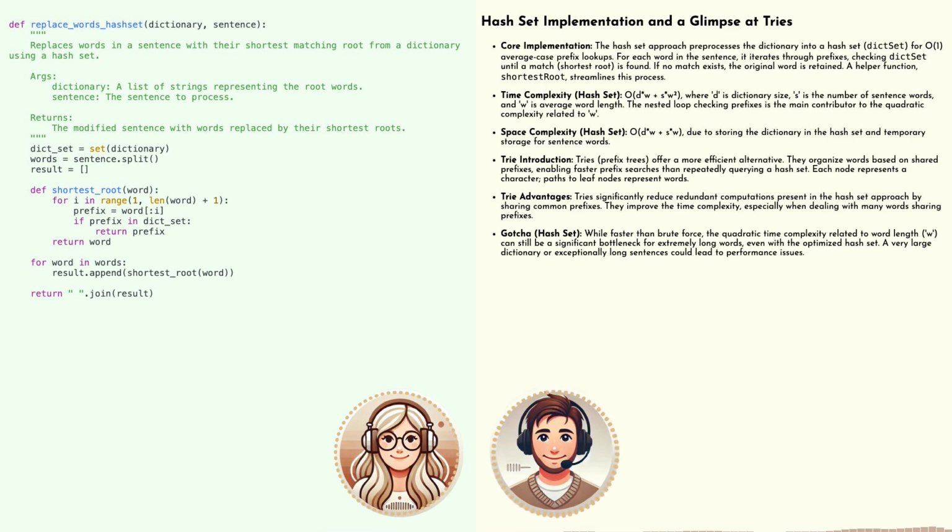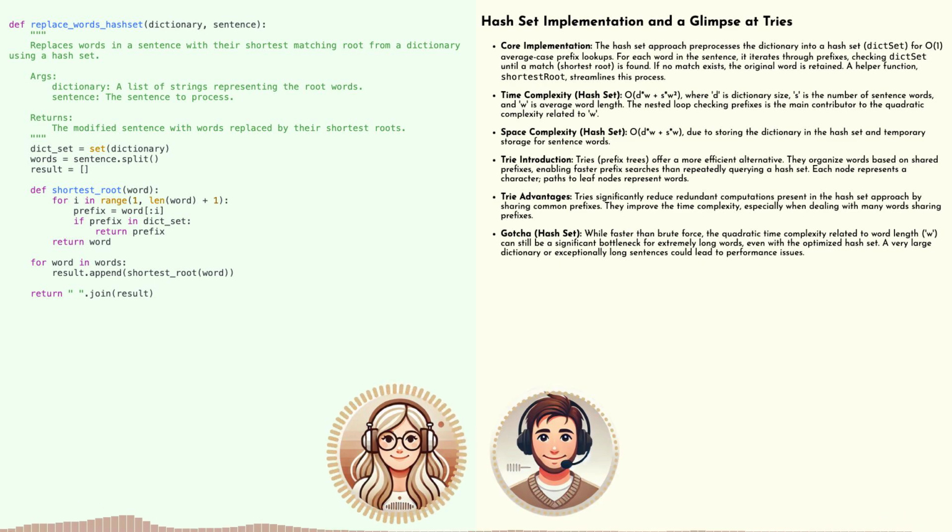Oh, okay. That makes sense. It means there's no root word in our dictionary that can simplify it. All right, I'm liking this hash set approach more and more. It seems way more efficient than our brute force idea. Definitely. But you know me, I always wonder if there's an even better way. Is this the most efficient solution out there?